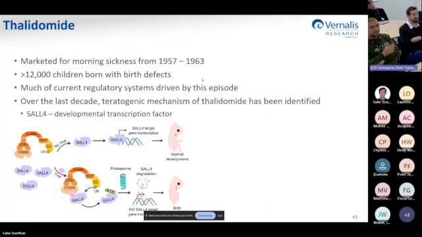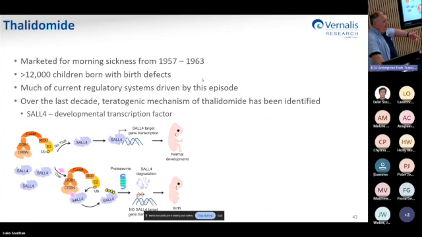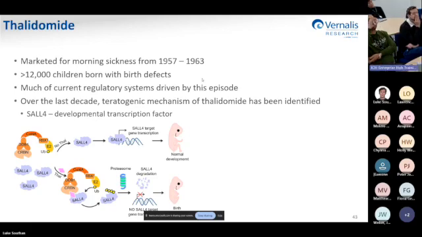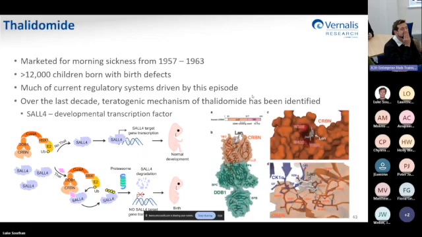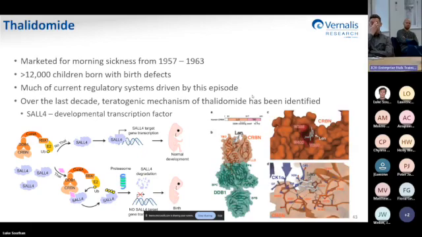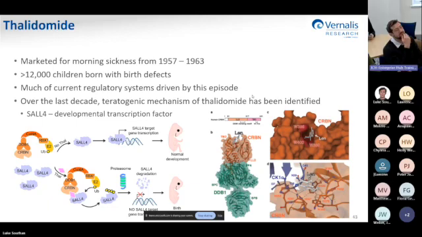So there's a developmental transcription factor in humans called SALL4, which is not present in rabbits, which is what they tested it on to see if it had any effects. SALL4 is a human transcription factor. SALL4 is not recognized by cereblon, which is part of the cellular degradation machinery, unless thalidomide is there. Thalidomide binds to cereblon and changes the recognition surface. So the bit that recognizes the protein to be degraded is changed when thalidomide binds.